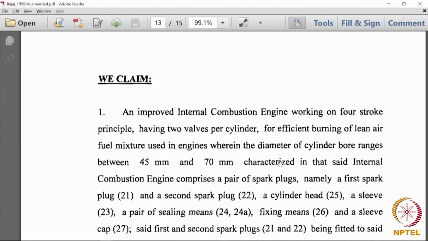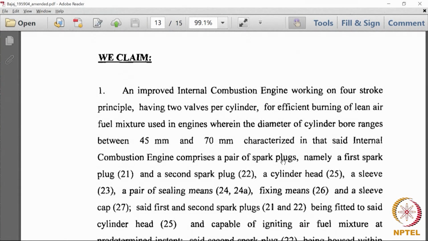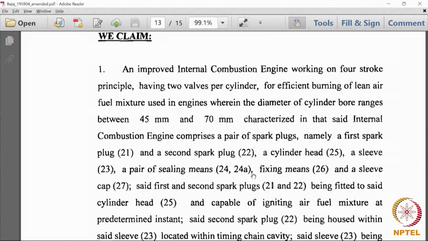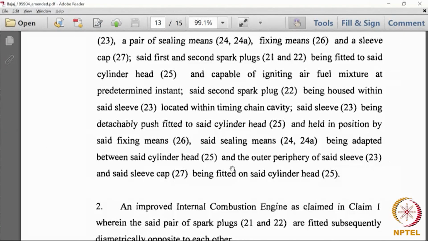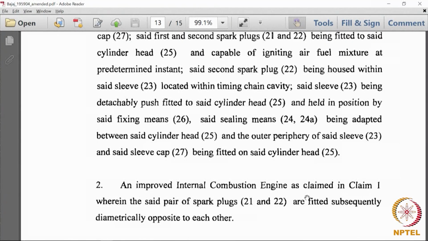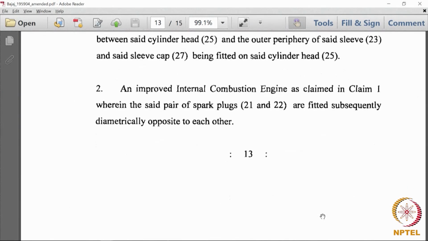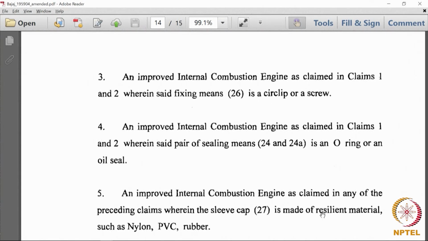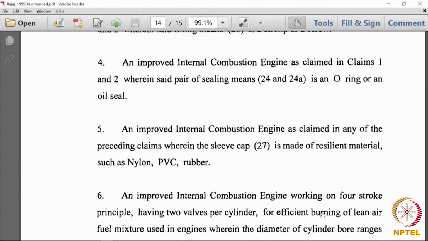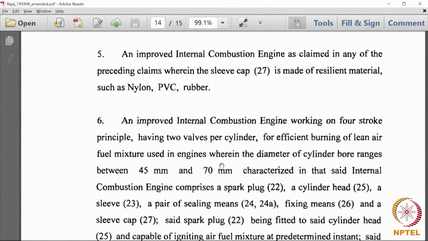You have the claims finally, "we claim". This is the Indian way of doing it, "we claim", and claim number 1. In India, you will have to mention the numbers of the parts within the claim also. So for the spark plug, the number has to be referred. So that is claim 1. Claim 2 is a dependent claim, "as claimed in claim 1", so it refers back to claim 1. Claim 3 is again dependent, claim 4 is again dependent, claim 5 is again dependent because it says an improved internal combustion engine as claimed in any of the preceding claims. So 1 to 5, it's again dependent.